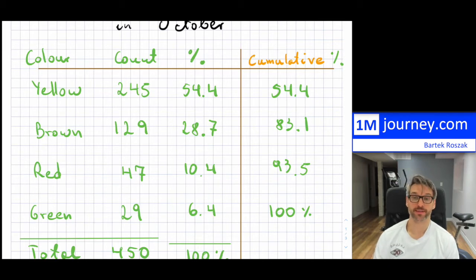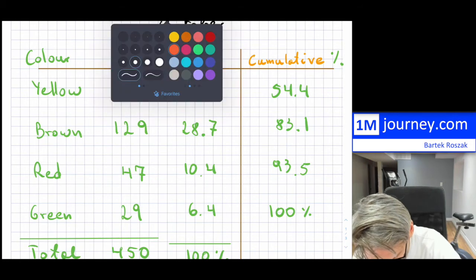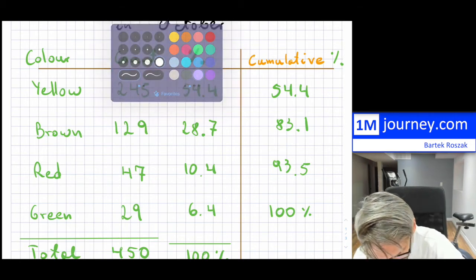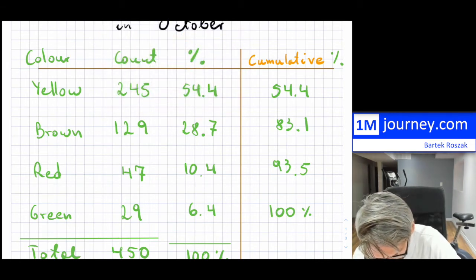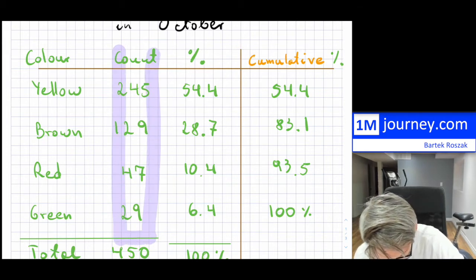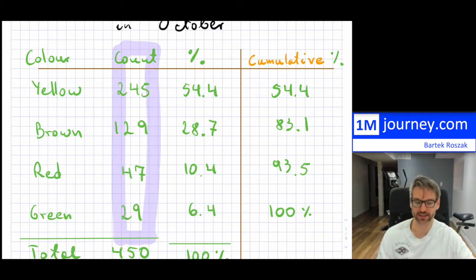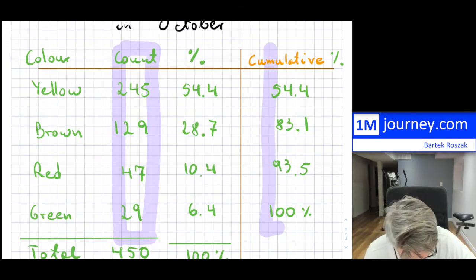So now what? Well, it turns out that the Pareto chart is really interested in two things. It is interested in this column right here, and it is interested in this column right here.